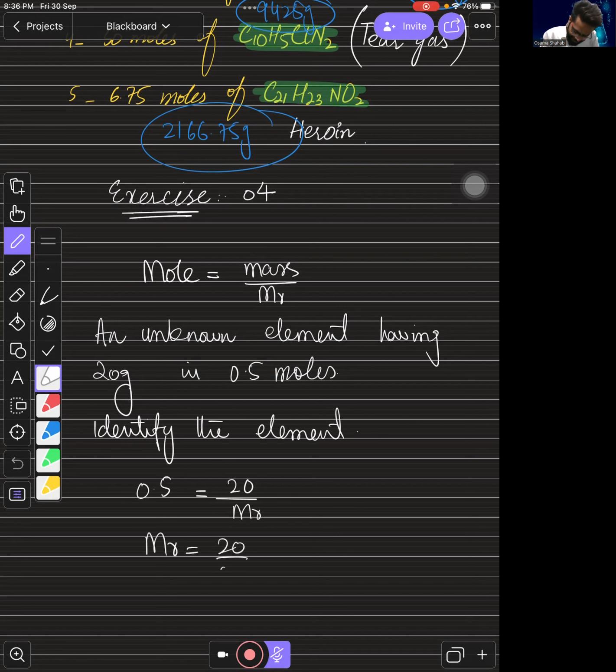सर right, यहाँ 20 रहेगा ना over 0.5, which is एक ही बात है ना, MR का मतलब है मोलर मास, यानी कि एक मोल का मास, राइट? Yes, sir, 40 आता है। राइट सर, 40 आ गया आंसर। 40 आ गया तो 40 बच्चों, it can be calcium, it can be argon, right बच्चों? जी sir. Is that clear to every one of you?